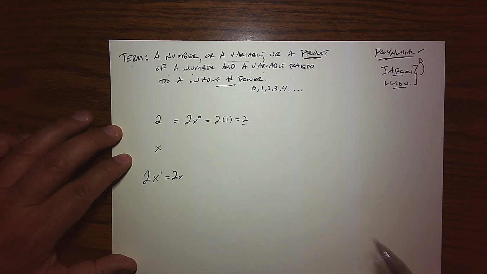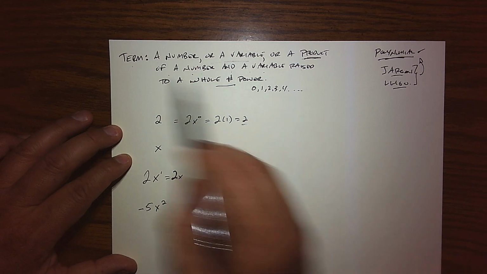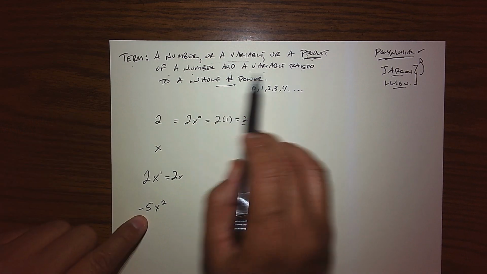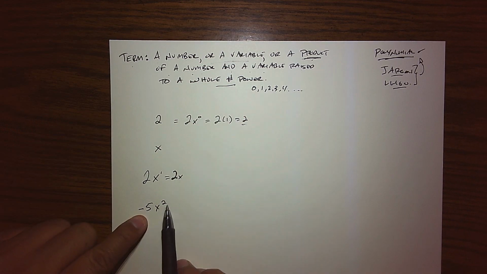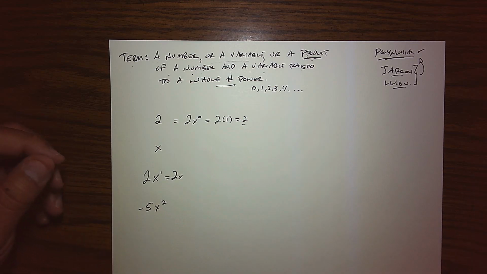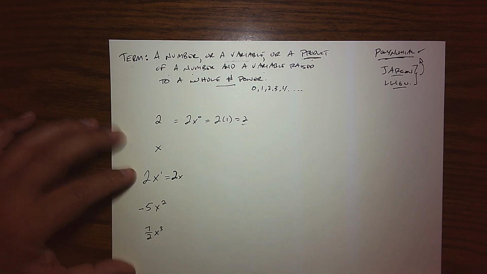So we can start building a whole bunch of terms. We can have a negative, let's say -5x². So I've just built a term because I built a product between the number -5 and the variable x, and it's raised to the 2nd power, which is a whole number. And we can just go on and on. You can use fractions, right? So maybe I have (7/2)x³.